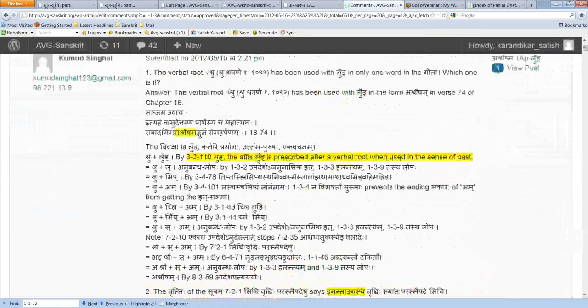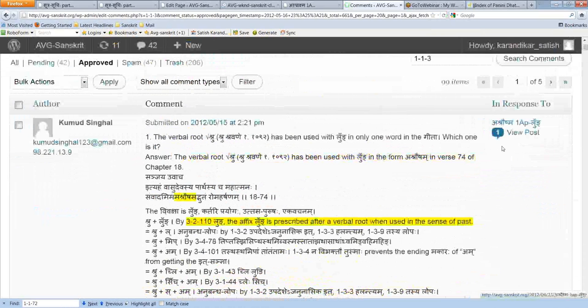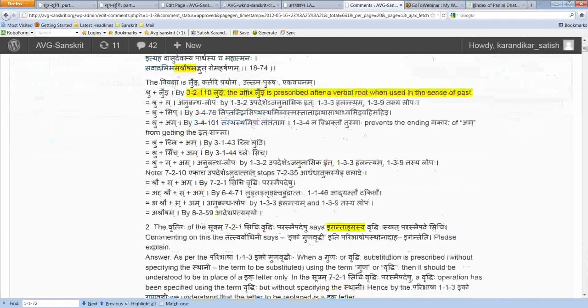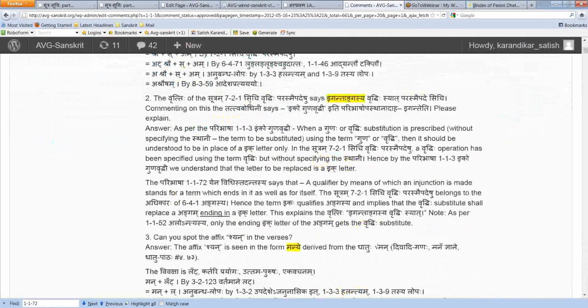If you look at this post on Ashraushma, which was posted in May, this comment came a couple of days back. It asks a question about the vritti, Sichi Vriddhi Parasmai Padeshu. The Tattvabodhini, a commentary on the Siddhanta Kaumudi, says Iko guna vriddhi iti paribhashopasthanad. The Vrittikara says igantasya.